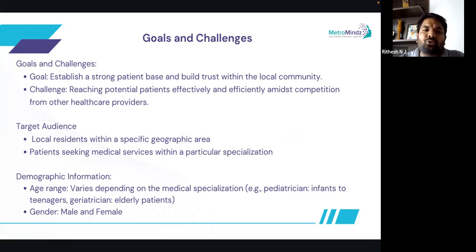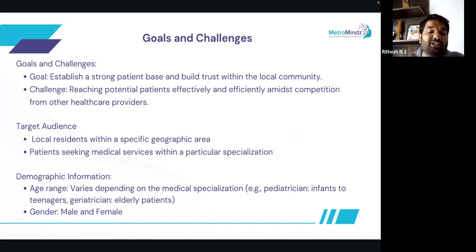Next is, in order to achieve the goal, what are the challenges? The main challenge is that we have to reach the potential patient. Someone who has cancer might need a specialist, or someone with bone-related issues would go for an ortho, or someone who wants a dentist. So reaching that particular patient is very important. It is not that we are reaching everyone, although we can target everyone, but a few issues or diseases are long-term issues that need continuous medication.